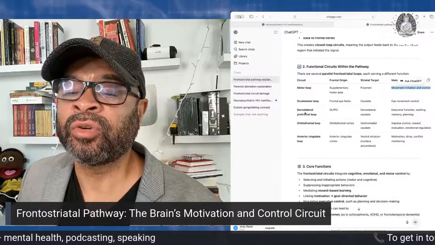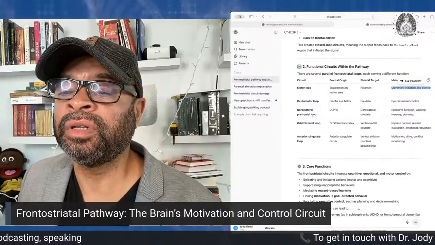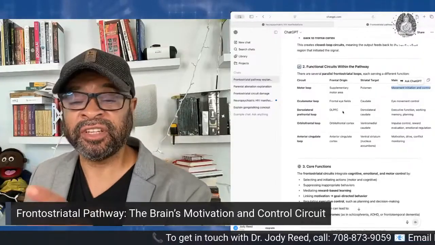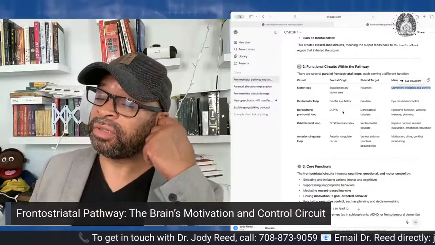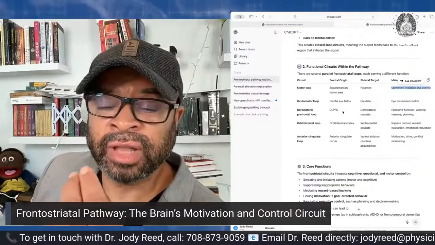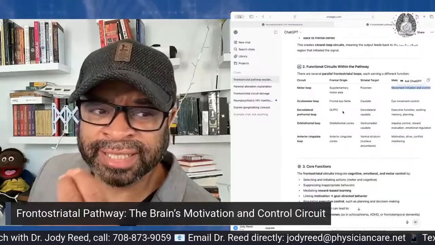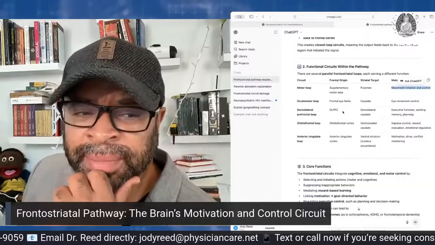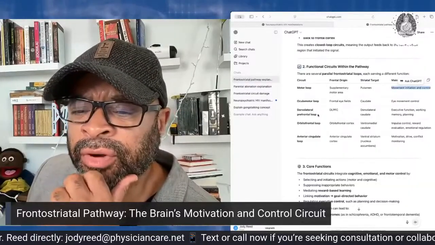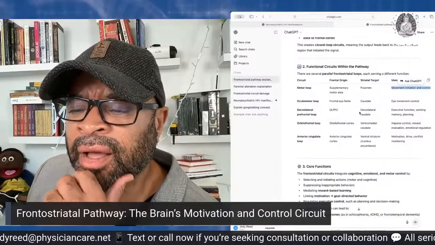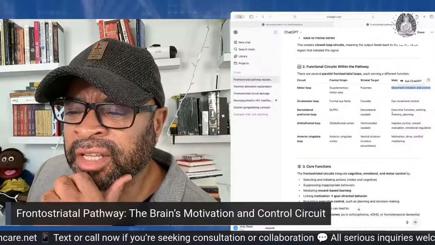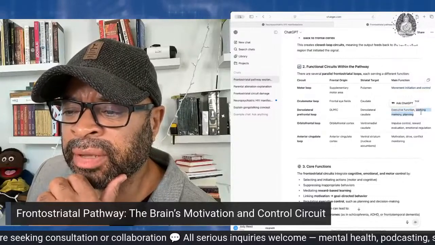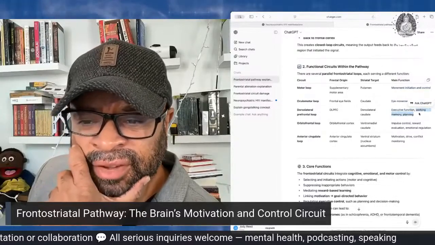Look, the dorsolateral prefrontal loop. Wow, we have to look at that dorsolateral prefrontal loop next, because the dorsolateral prefrontal cortex is thought to be the seat of the ego, and that's what we're trying to dismantle. So the dorsolateral prefrontal loop, the dorsolateral caudate, again: executive functioning, working memory, and planning. Very important.